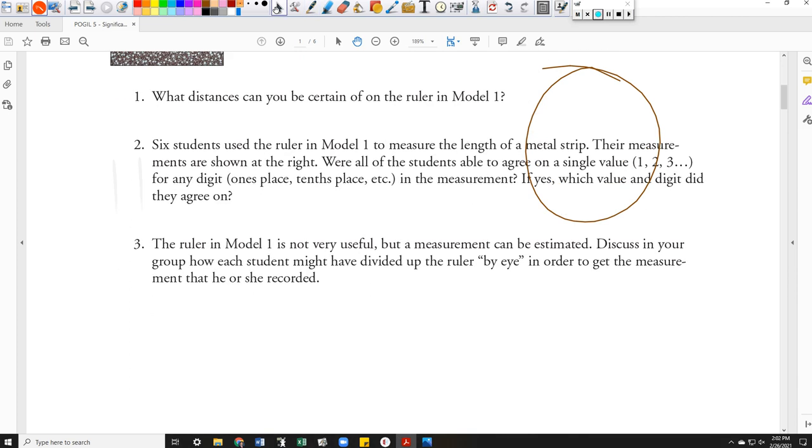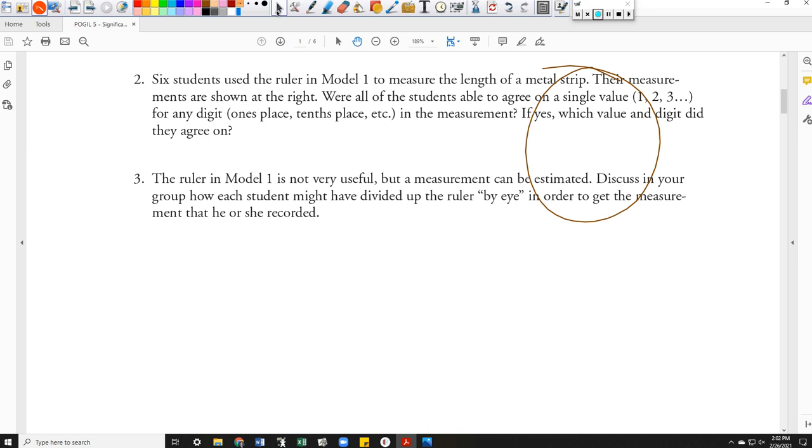Okay. So number three, in the ruler Model 1, it's not very useful, but a measurement can be a guesstimate. This sounds silly, but you guys are going to hear me use this word. What is a guesstimate? It's a guess and an estimate, right? It's the mix between the two. So you can guesstimate whatever you want the value to be. So let's be honest. Let's go back and look.